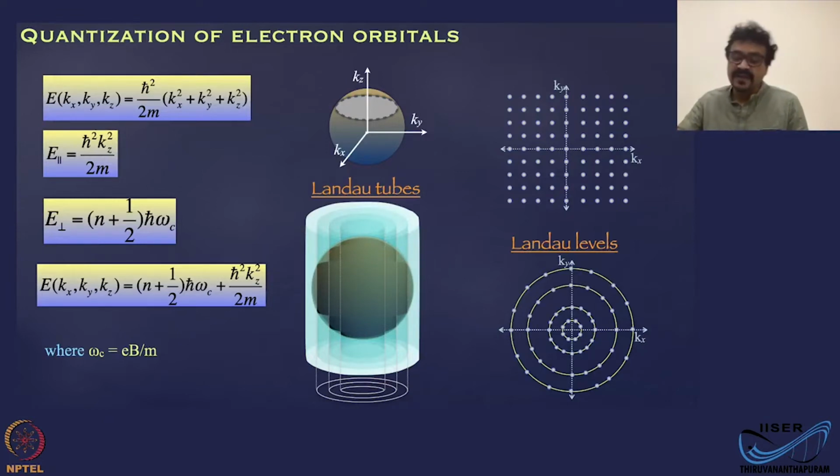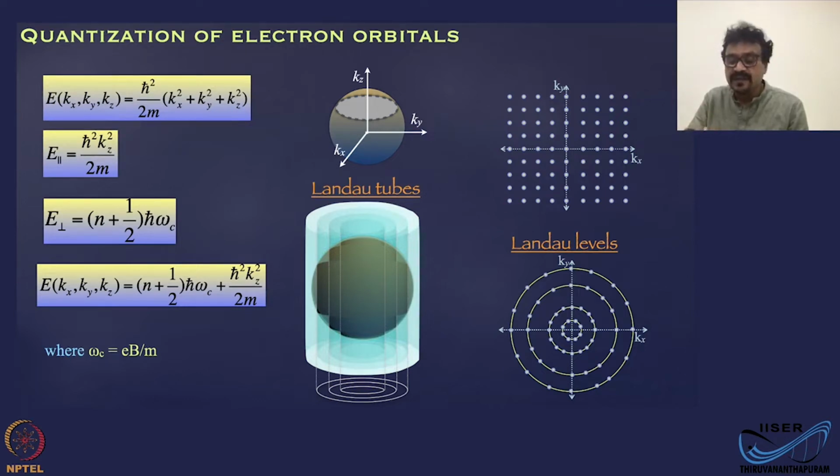Okay, and the total energy, which is the sum of the energies in all the three directions, that's h bar square by 2m, kx square plus ky square plus kz square. And this kx square plus ky square plus kz square is the k square, which is the radius which defines the electron with a specific energy E. So it's the equation for basically a sphere. Okay, now in two dimensions it will be a circle.